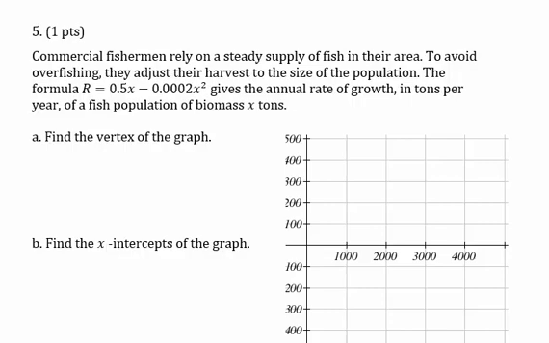Okay, this is section 6.3, number 5. It says, commercial fishermen rely on a steady supply of fish in their area. To avoid overfishing, they adjust their harvest to the size of the population. The formula R equals 0.5x minus 0.0002x squared gives the annual rate of growth in tons per year of a fish population of biomass x tons.